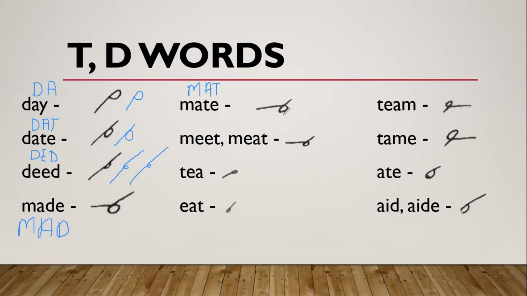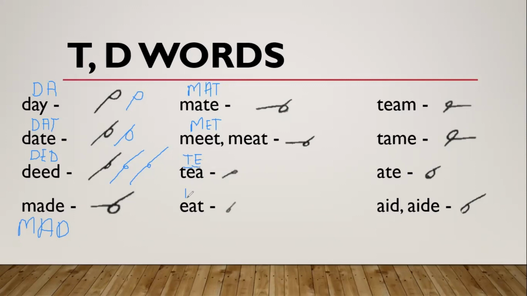M, A, T. Okay, and meet, M, E, T, meet. And how do we write this? We will write it like this one. M, E, T. Okay. How about the word T? It is T and E, right? Okay, and how do we write this? T and E. Okay, this is the T, and this is E, yung small circle.